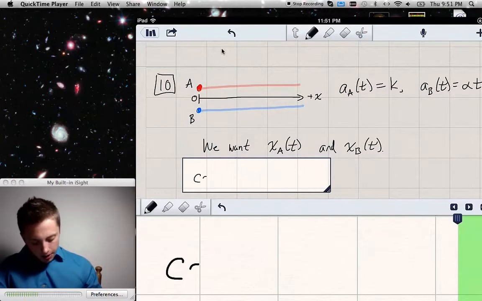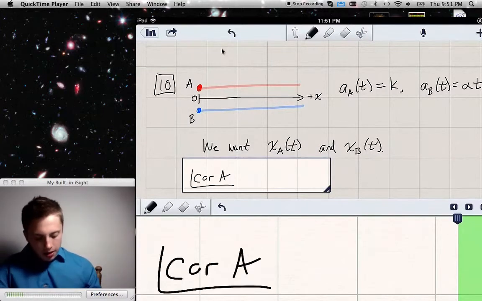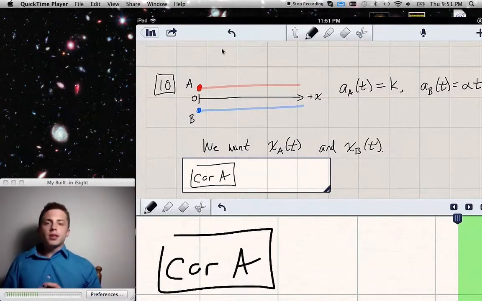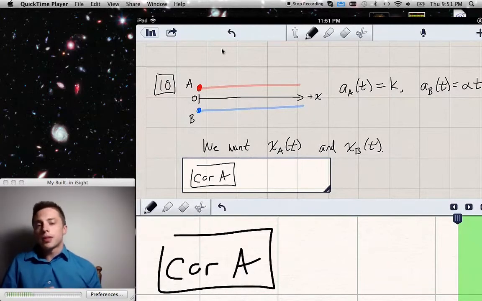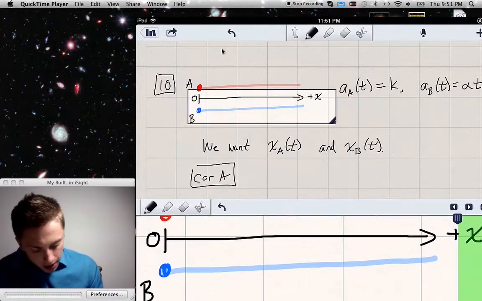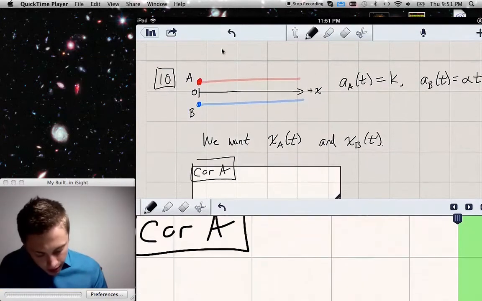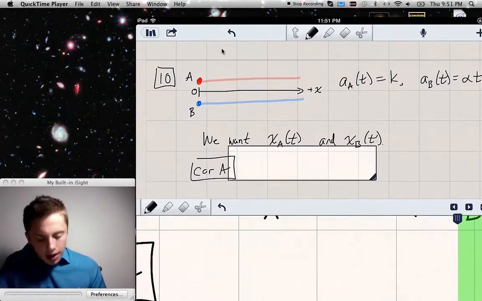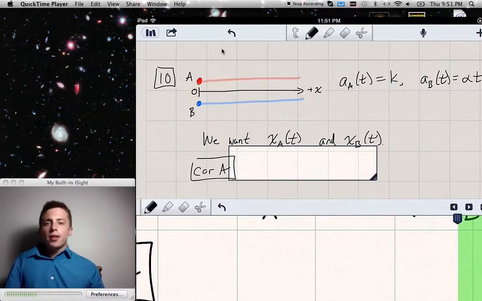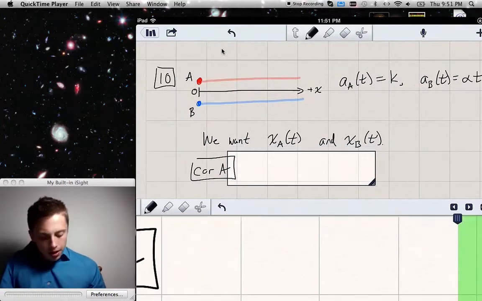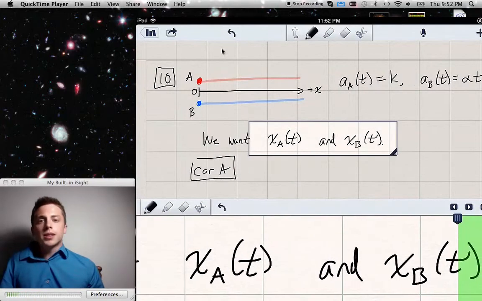So let's just look at car A. And this is the strategy. When you have two things moving in the same problem, but they're moving with different properties, for example, in this case, different accelerations, we want to have two different position functions tracking their coordinates along this x-axis. Especially if we want to know when they will meet and where they will meet, because this information will tell us exactly that.